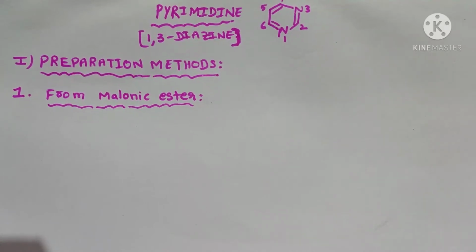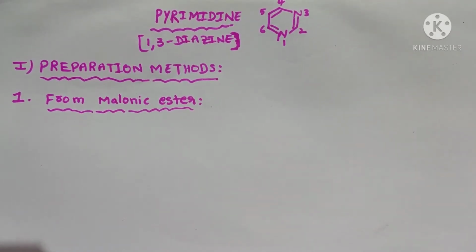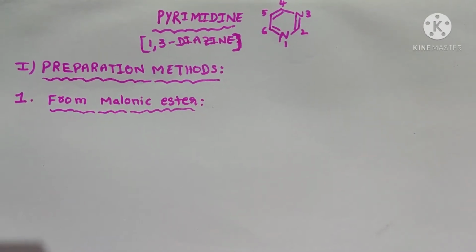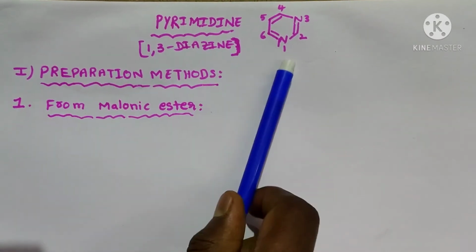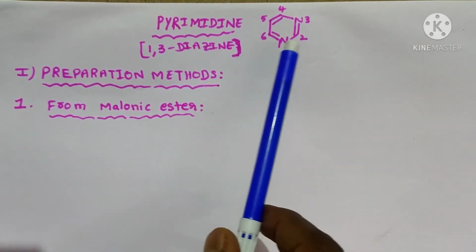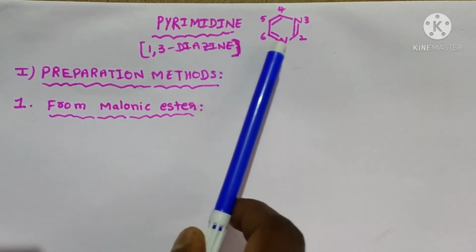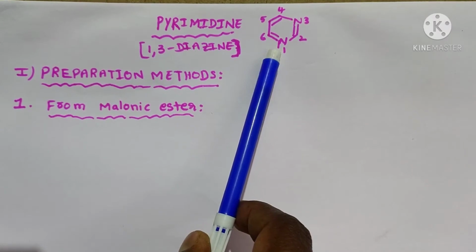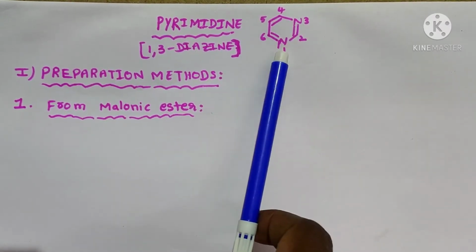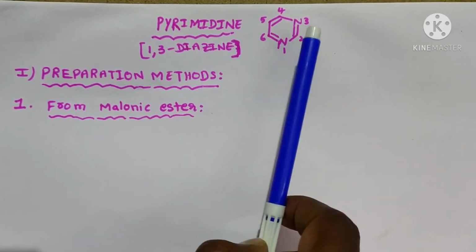So my dear students, in this video now we are going to learn about the preparation and the properties of the pyrimidine. Pyrimidine structure is like this. Look here, and we can call it the 1,3 diazine. It contains two nitrogen atoms at the first and third positions of the ring, so we call it 1,3 diazine.